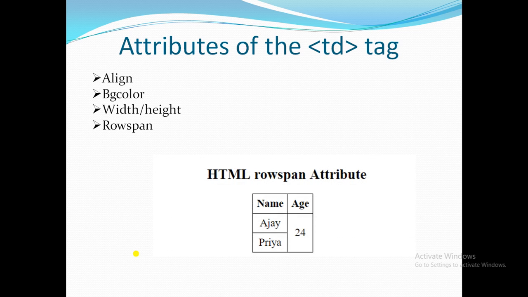So you can see over here in the example, we are having a rowspan. So we have divided the particular row into two. So you can see, a single cell is extended for more than one row. So the single cell is divided into two. So this is your rowspan.